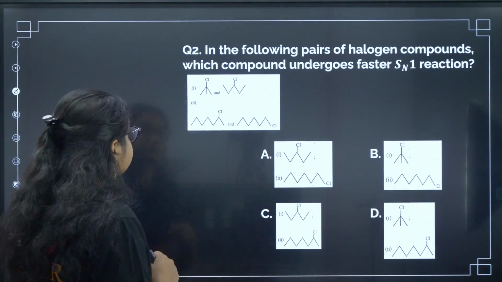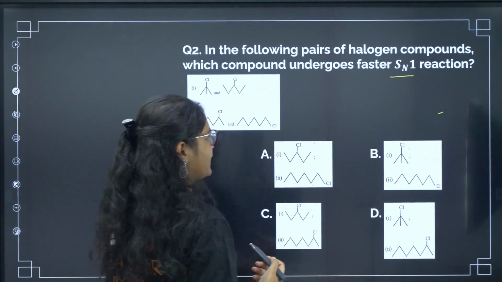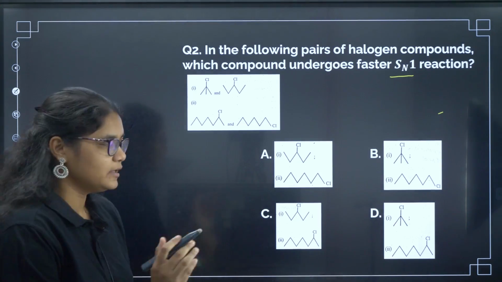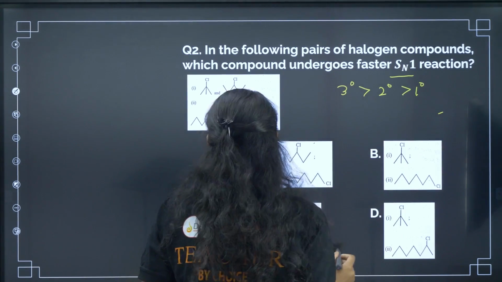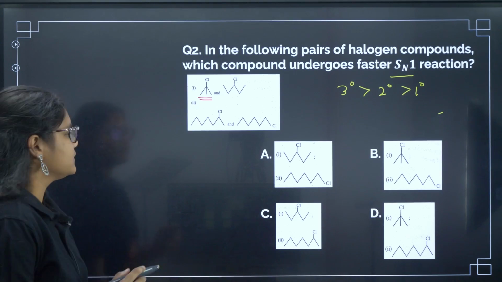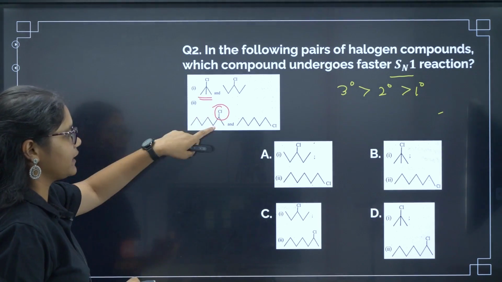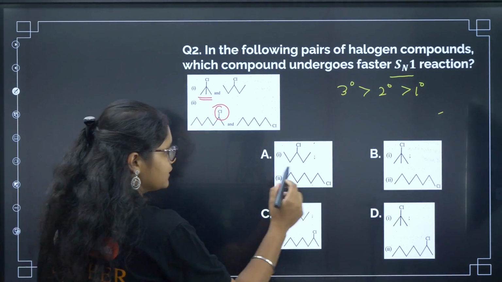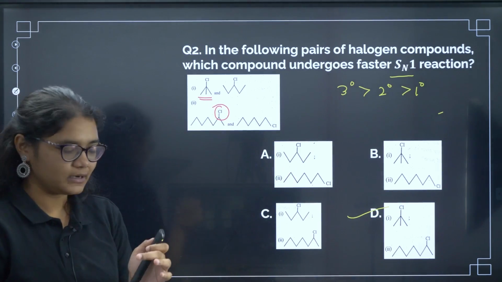Okay, next question. In which of the following pairs of halogen compounds does SN1 reaction occur faster? So for SN1, we have to see the carbocation formed, that should be more stable. So tertiary, secondary and primary. Okay. So now if you see here in the first option, here we have the tertiary one, and here this is the secondary one, right? So in the first combination, this one will react faster, and in the second combination, this one will react faster. So if you check the options, this one is correct and this one is correct. So the correct answer for this question will be option number D.